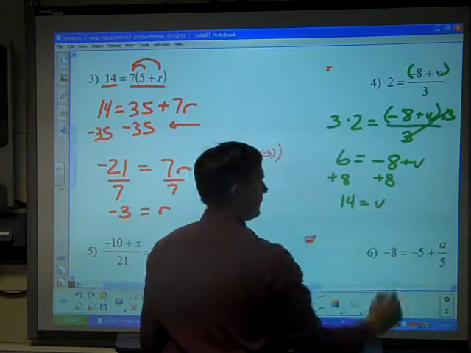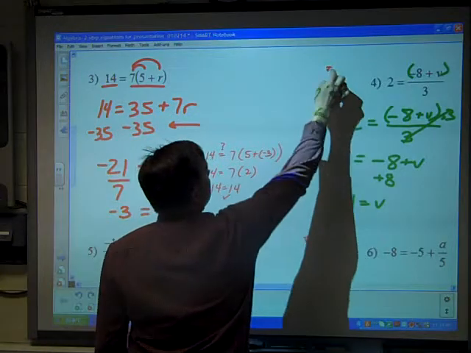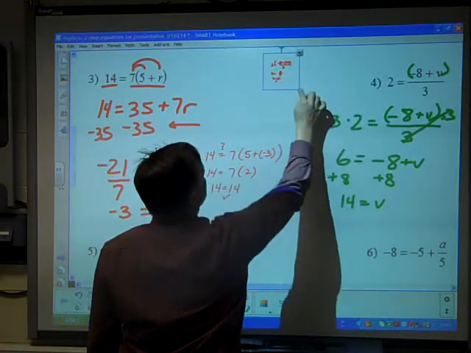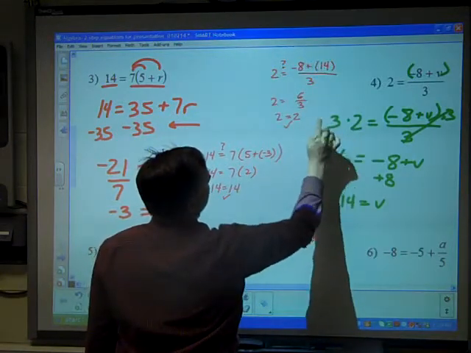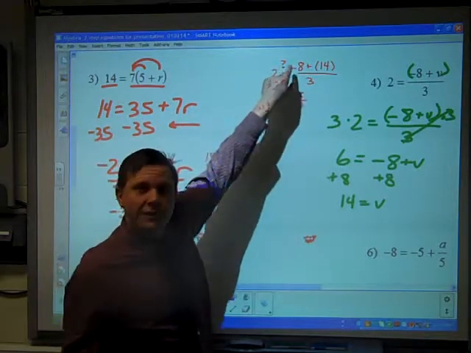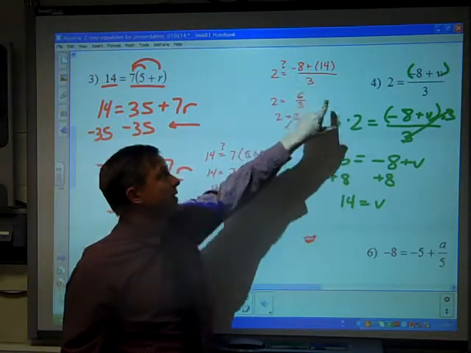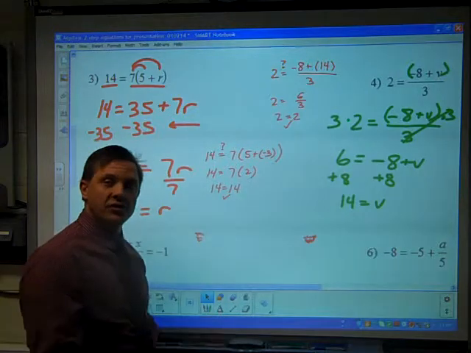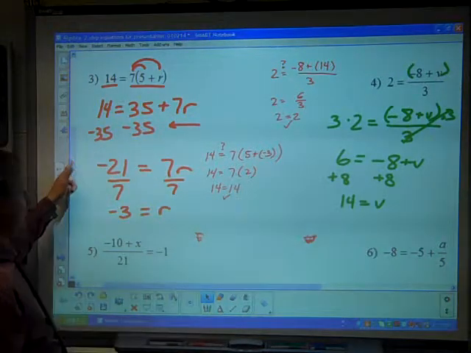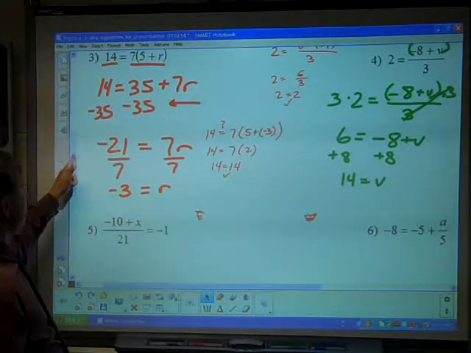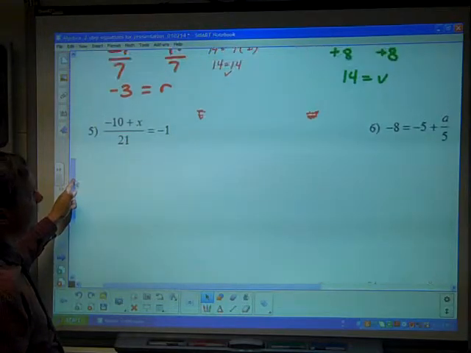14 equals v. Again, I'll take a look at my check here, and you'll notice that when you substitute 14 in for v, 14 plus -8 makes 6. 6 divided by 3 is 2. So then you start mixing them up like 5 and 6.